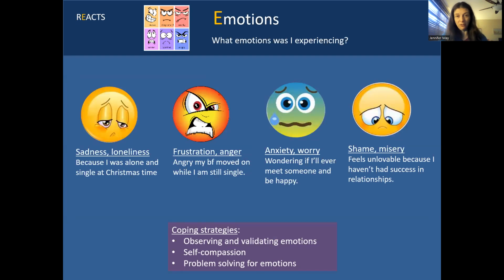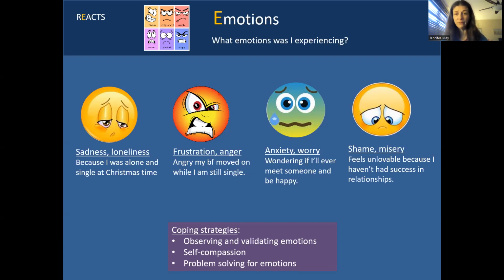Okay, so emotions. Clearly there's a lot of emotions here. Some of the emotions discussed, especially in the behavior chain video where it was in a lot of detail, is sadness and loneliness, because I felt alone and single, especially at Christmas time, which is a time when everybody seems to be together. Frustration and anger. I was angry that my boyfriend moved on while I'm still single. And anxiety and worry, wondering if I'll ever meet somebody and be happy. Is this going to last forever? Is it ever going to change and get better?